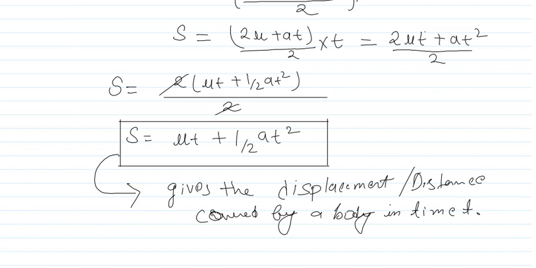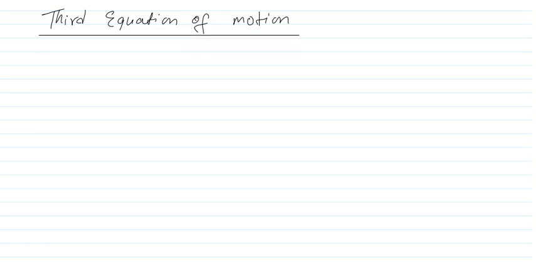Now the third equation of motion, and it is v square equal to u square plus 2as.